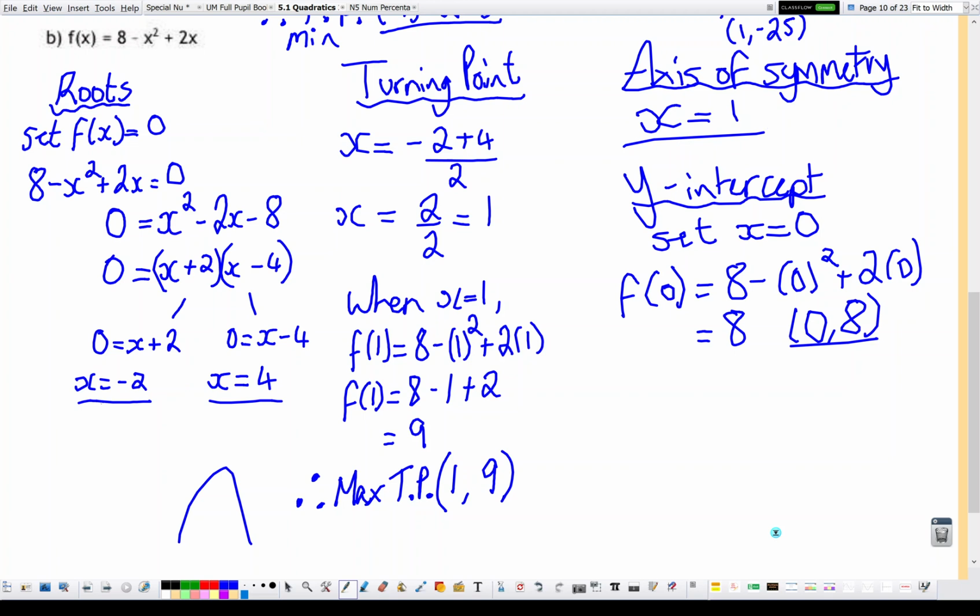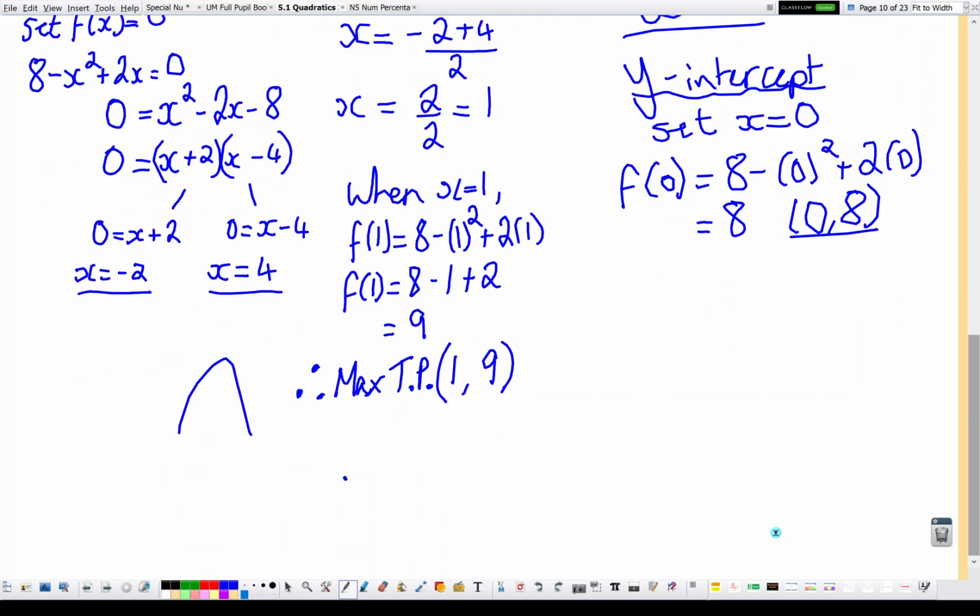Okay, so I've got my roots, minus 2 and 4. I've got my turning point, 1, 9. I've got my axis of symmetry, x equals 1. I've got my y-intercept, 0, 8. I should now be able to make a fairly accurate sketch using all this information. So as neat as you can, draw 2 lines for your axis.